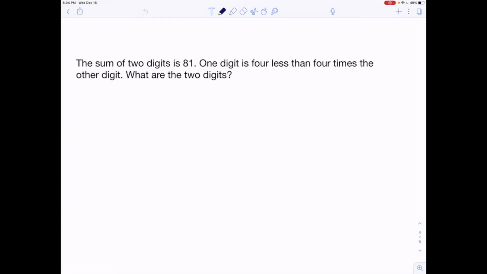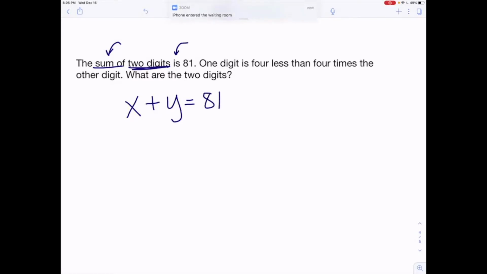Okay, it says, the sum of two digits is 81. Okay, so sum tells us we're adding something. Two digits that are not given to us means that they are unknown, okay? So we're going to use x plus y, plus because it's a sum, okay? Where we see the word is, that is an equal sign. So the sum of two digits is 81.